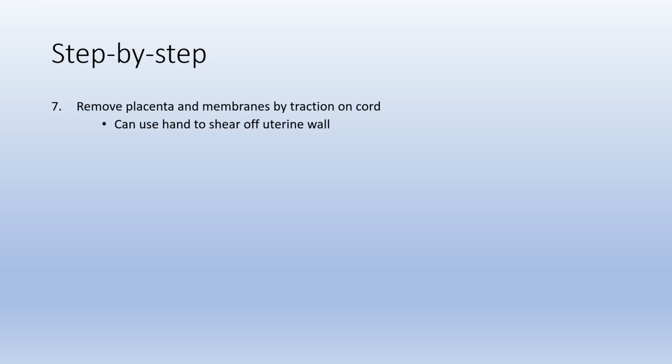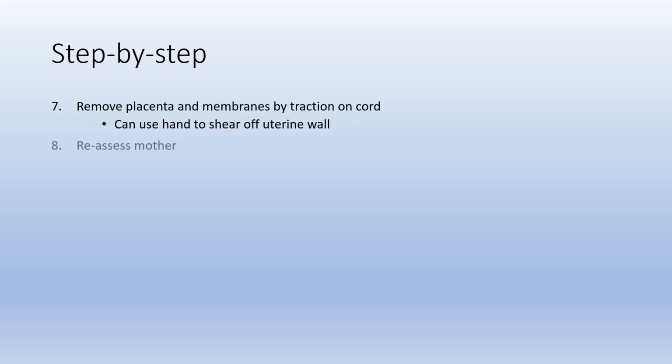At this point, you'll need to remove the placenta. As with achievement of ROSC, this could be a source of significant bleeding. And you can do this at this stage by just putting traction on the umbilical cord across your vascular clamp. But if you're, again, having trouble, you can use your hand just to shear the placenta off the uterine wall.